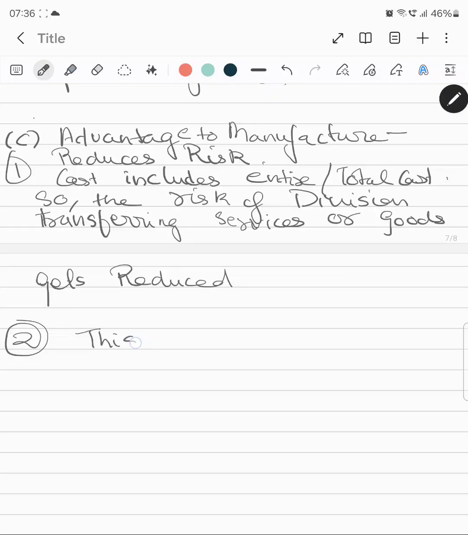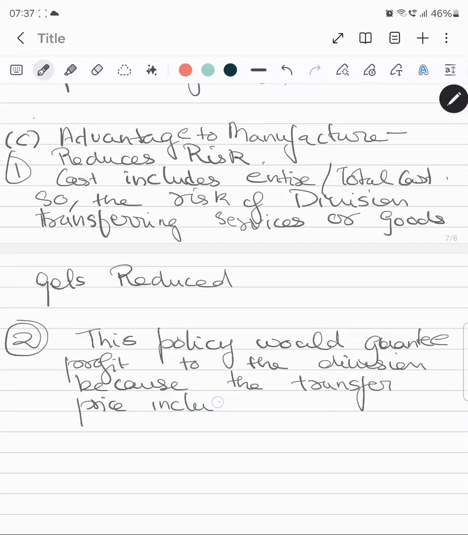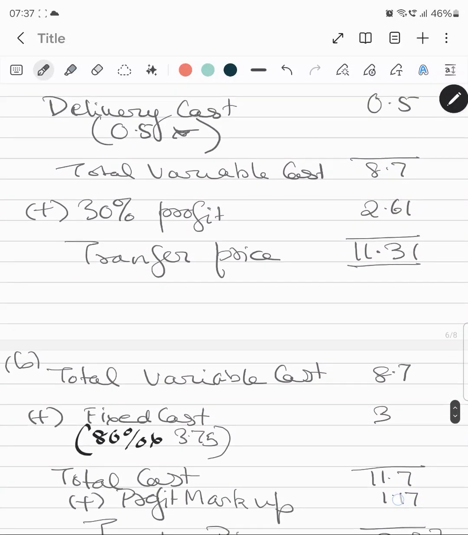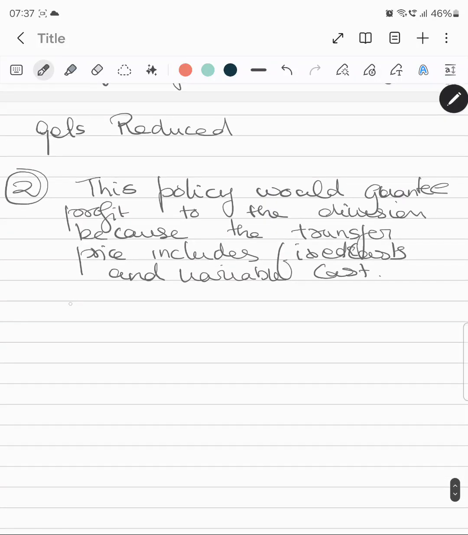This policy would guarantee profit to the division because the transfer price includes fixed cost and variable cost. And you can use the above example as well. If you are including the profit, you will earn more profit as well, right?